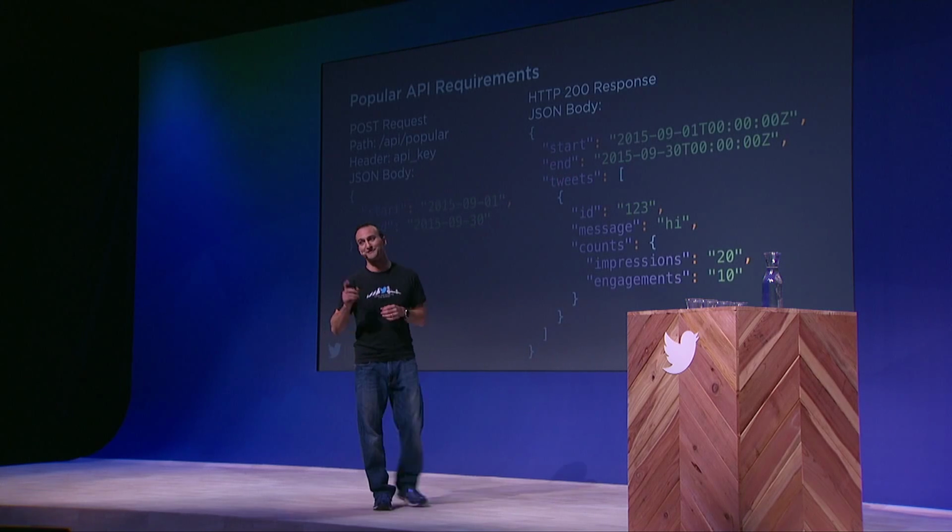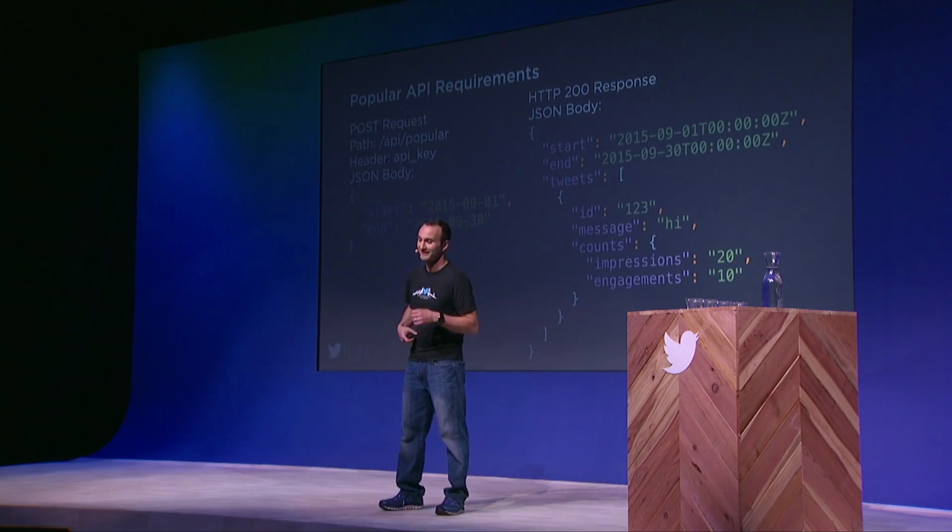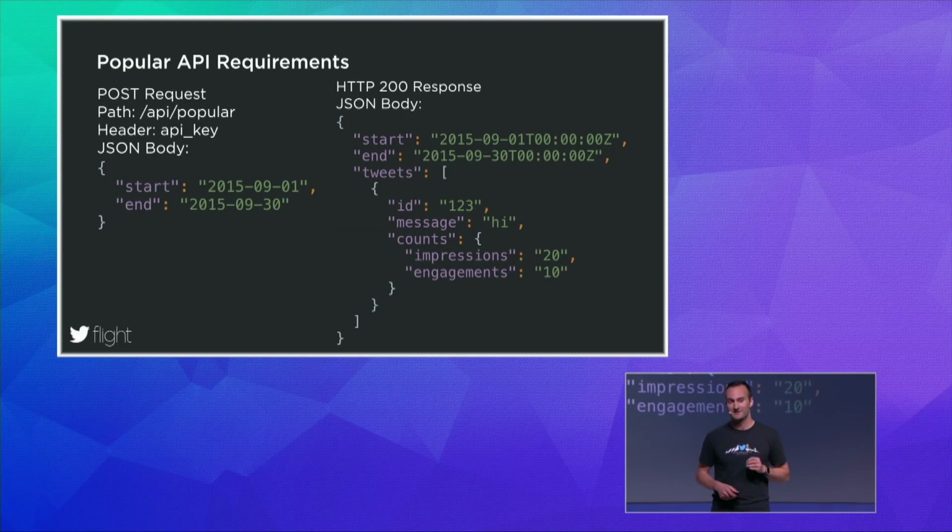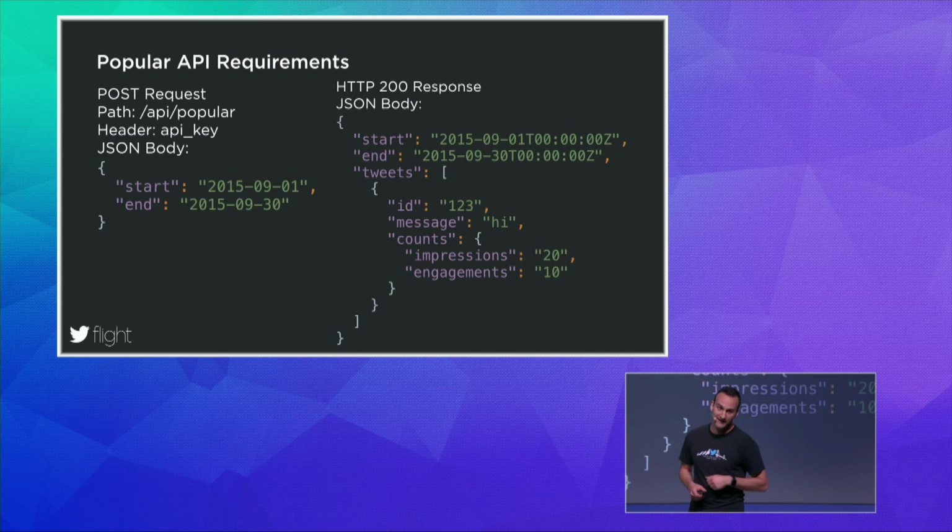The requirements from your product manager are as follows. Handle a POST request to /api/popular. An API key will be set in a header. The request is going to contain a JSON body containing a start and end field in ISO 8601 format. If the request is valid, return a 200 OK response. The response is going to contain JSON: return the start, the end, and the tweets in popularity order.